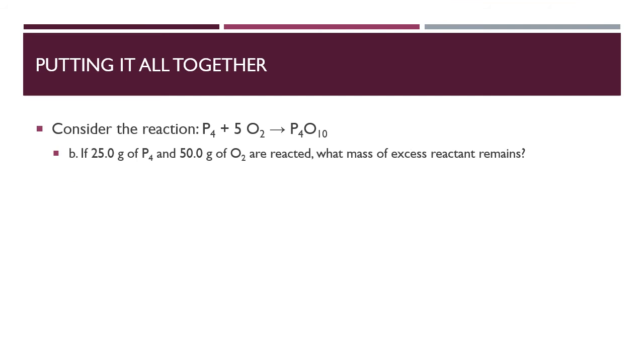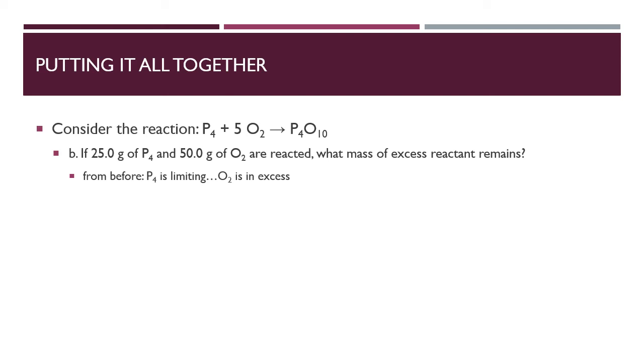Continuing with this same reaction and the same masses, I now want to know what mass of excess reactant remains. So again, the exact same reaction, we have the same mass of the reactants that we had before, same problem. Now I just want to know how much of the oxygen is left over. I know it's oxygen that's left over because phosphorus was the limiting reactant.